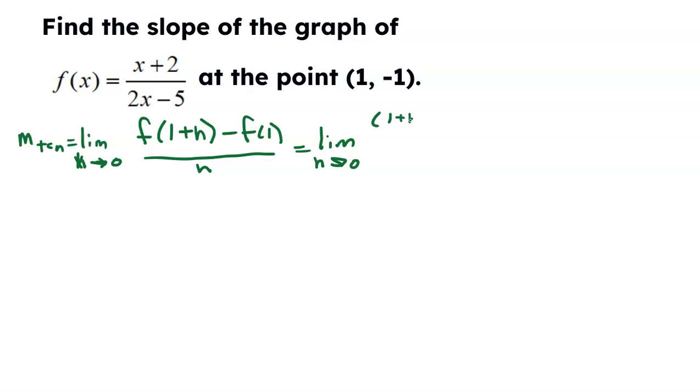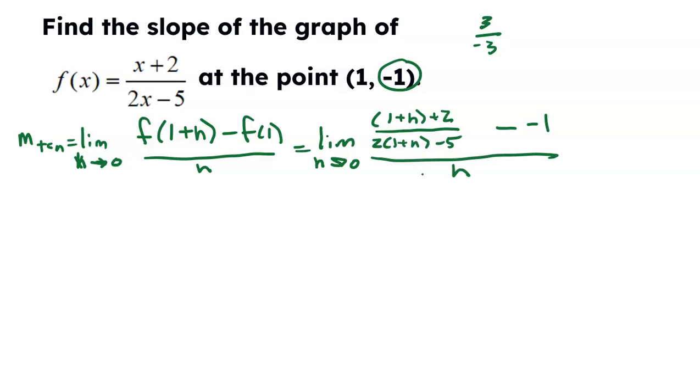So I get (1 plus h plus 2) all over (2 times (1 plus h) minus 5) minus f of 1. And again, I already know that. That's negative 1. But I could plug in 1 if you want to check the work. 1 plus 2 is a 3 on top. 2 times 1 is 2. 2 minus 5 is negative 3. 3 divided by negative 3 is a negative 1. So I get minus that value of negative 1, all divided by h.